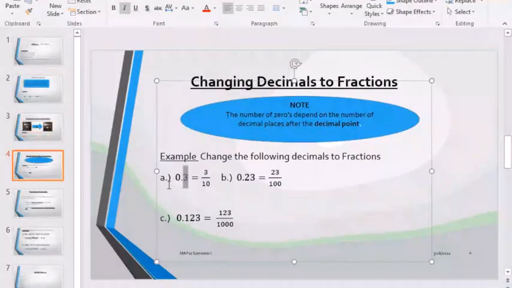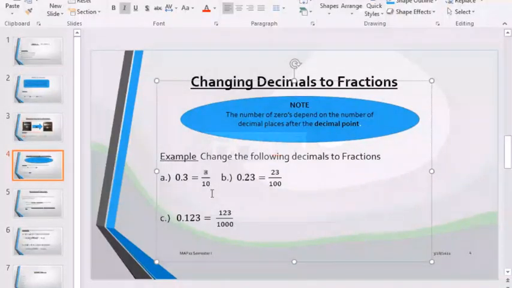Say for instance 0.3, how many numbers are there after the point? There's just one. That's right. So it's 3 divided by 10. So 0.3 is equal to 3 divided by 10.